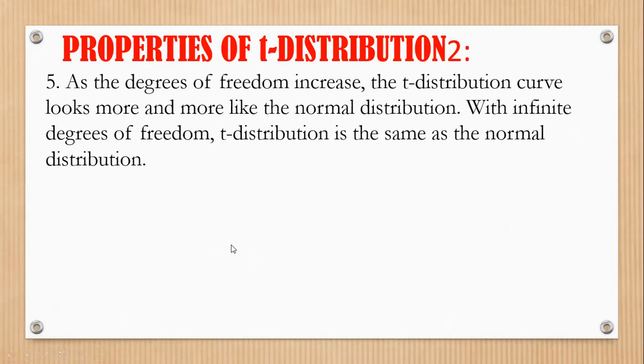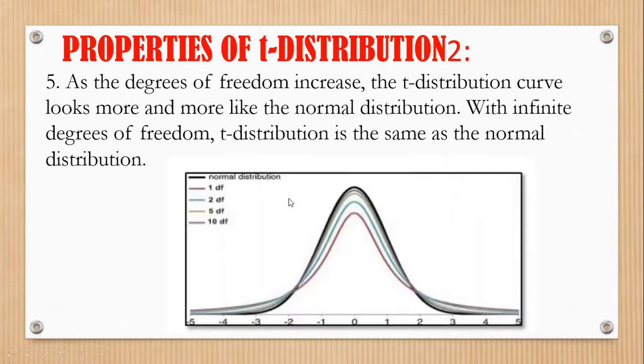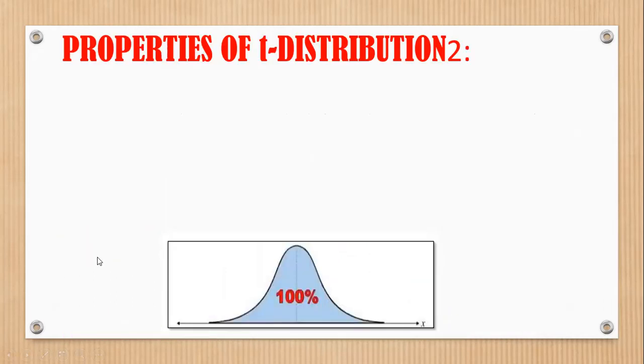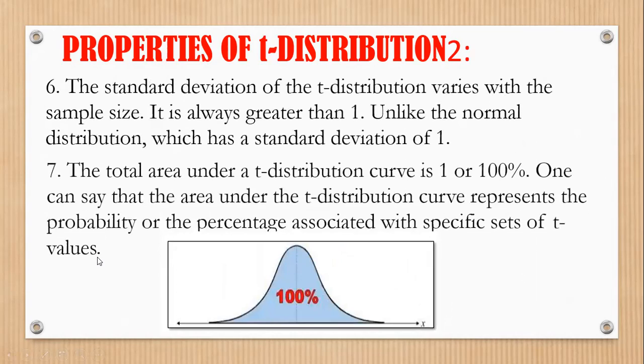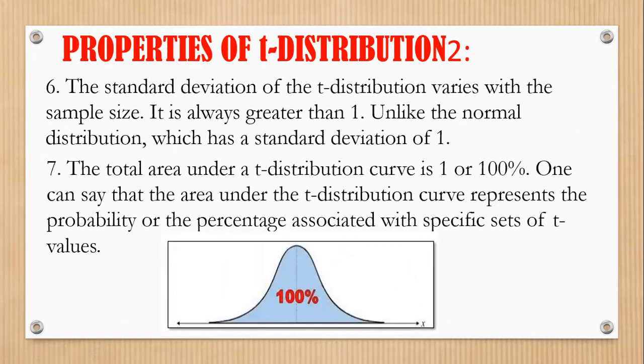Next, as the degrees of freedom increase, the t-distribution curve looks more and more like the normal distribution. Look at this one. And of course, the area under the curve is always equal to 100%. The t-distribution varies with the sample size. The variance is always greater than 1.